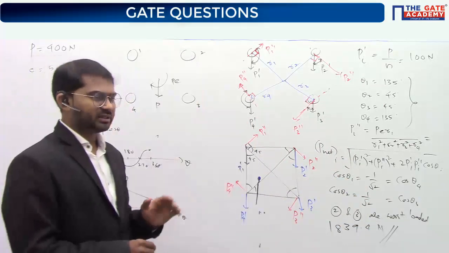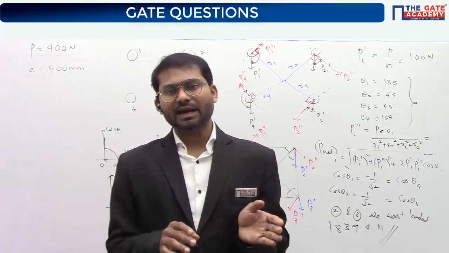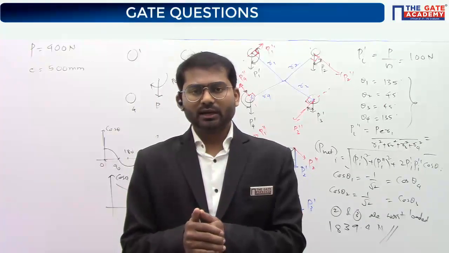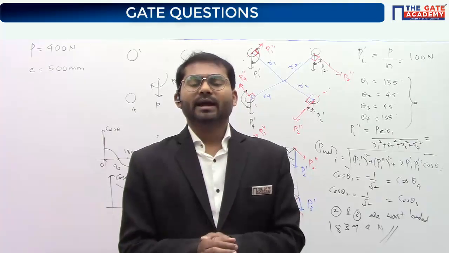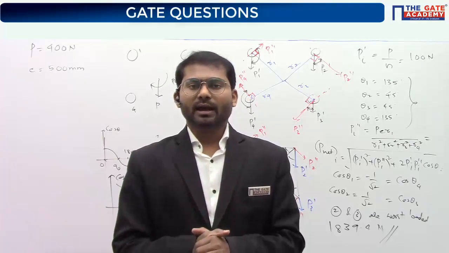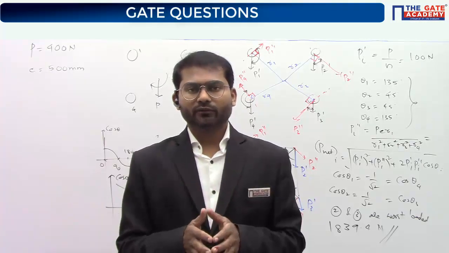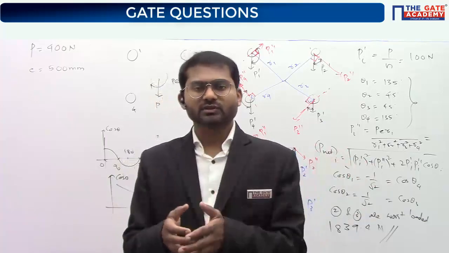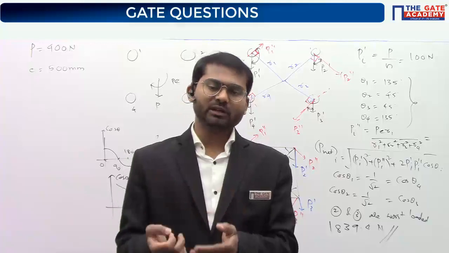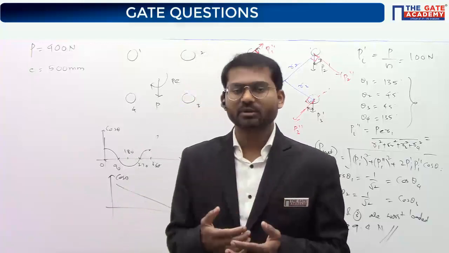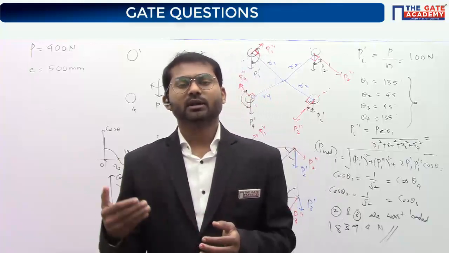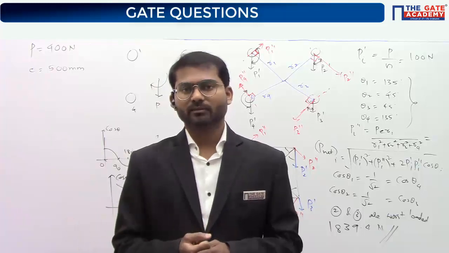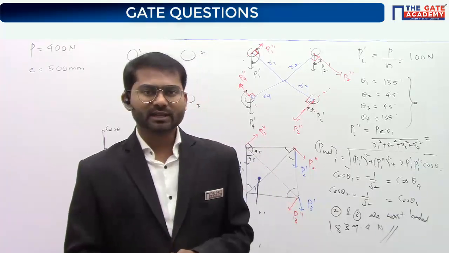Understood? So if everything is clear, we will go ahead with the other type of eccentric loading. This is a little bit different, and the approach is also a little bit different. We got a huge number of questions from this part. We have very few questions from the second part, but there is a good probability that questions can come in GATE 2020 or 21 examinations from this part as well. So shall I go ahead with the next section?